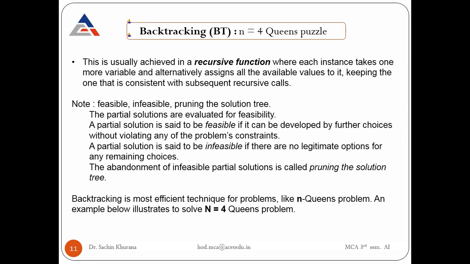The abandonment of an infeasible partial solution is called pruning the solution tree. That means we abandon all the infeasible solutions that we start getting as we move through all the alternative solutions for a problem from the starting point. Pruning means cutting, so we cut those alternatives and are left with only the feasible solutions to a particular problem.